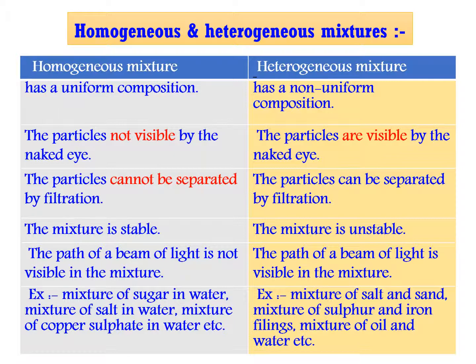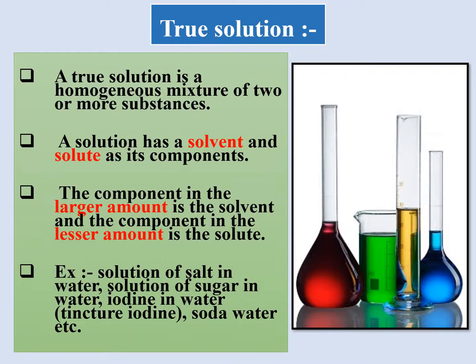Examples of homogeneous mixtures are a mixture of sugar in water, salt in water, copper sulfate in water, etc. Whereas examples of heterogeneous mixtures are a mixture of salt and sand, sulfur and iron filings, oil and water, etc.